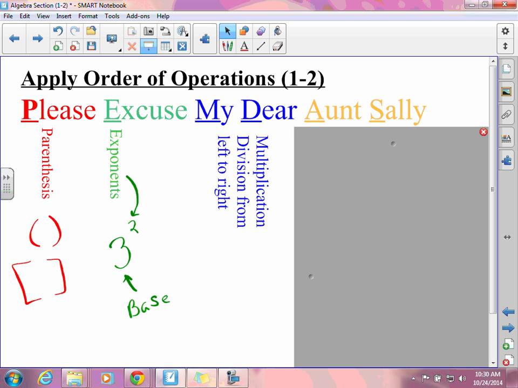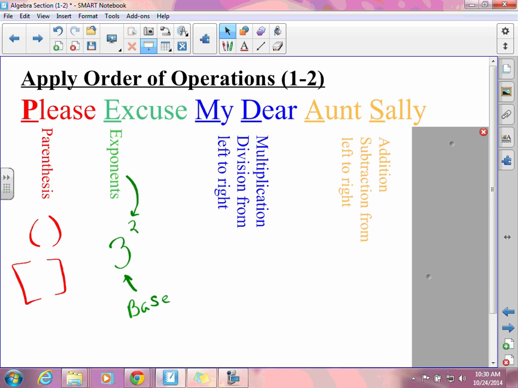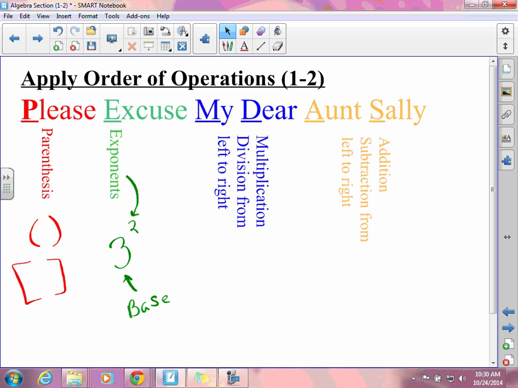And then finally, ANS for addition and subtraction. Again, that's from left to right. So if addition comes first, you do that first. If subtraction's first, you do that one first from left to right.